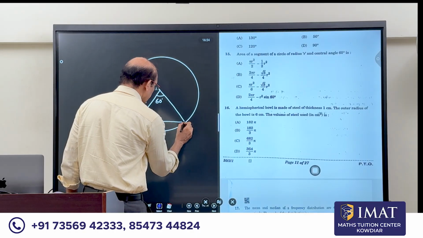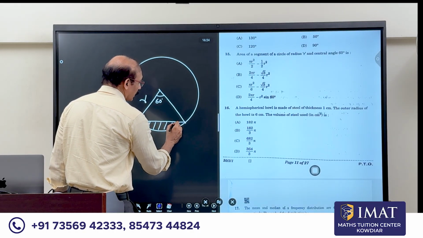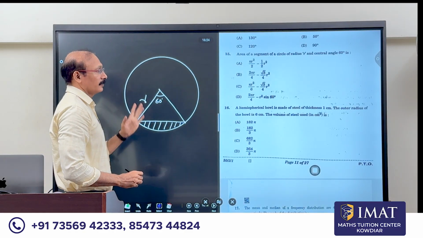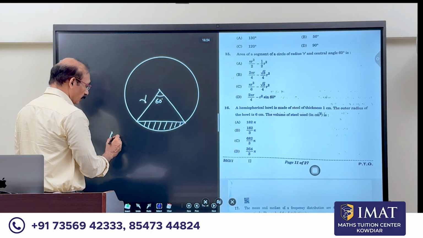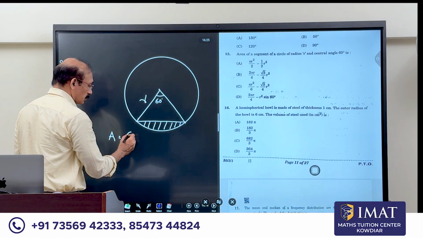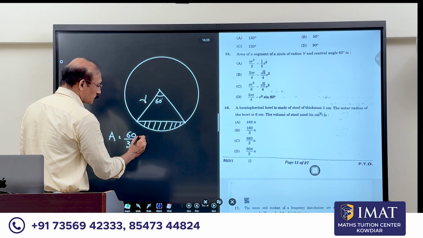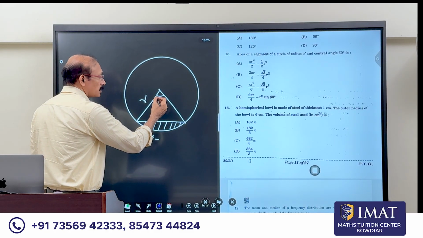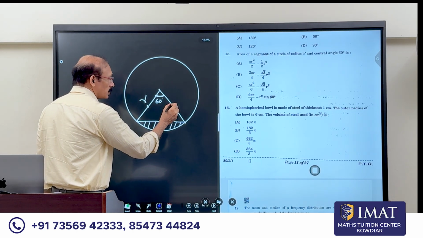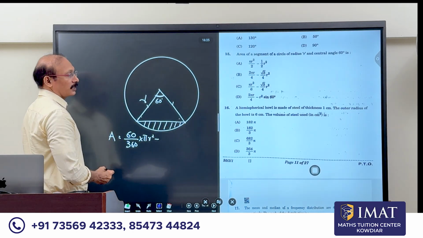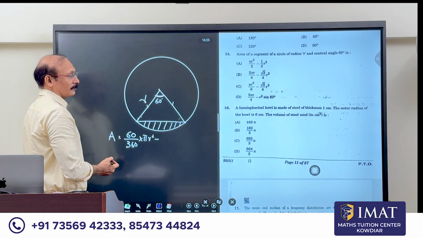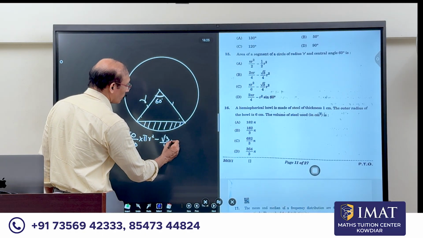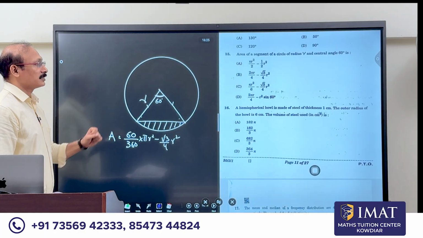Now, what is segment? Segment is the region between a sector and a triangle. So, the area of this part will be area of the sector minus area of the triangle. So, what is area of a sector? Area of sector will be theta divided by 360, so 60 divided by 360 times pi r square, minus the area of this triangle. Now, if this angle is 60 degree, and you know these two sides are equal, so definitely these two angles will be also 60 each, which means this is an equilateral triangle. And the area of an equilateral triangle is root 3 by 4 a square. So, root 3 by 4 a square, where the side is r.